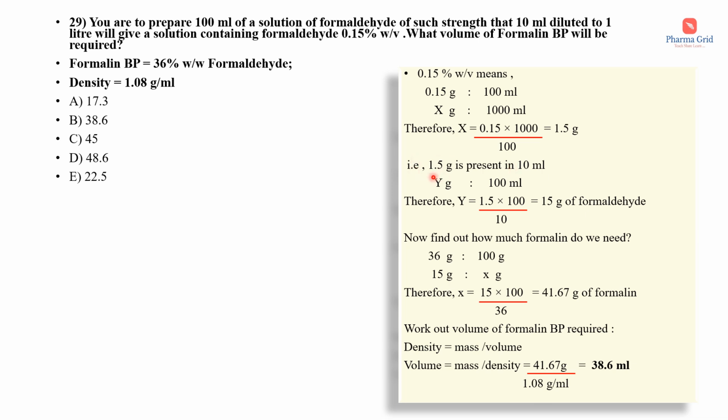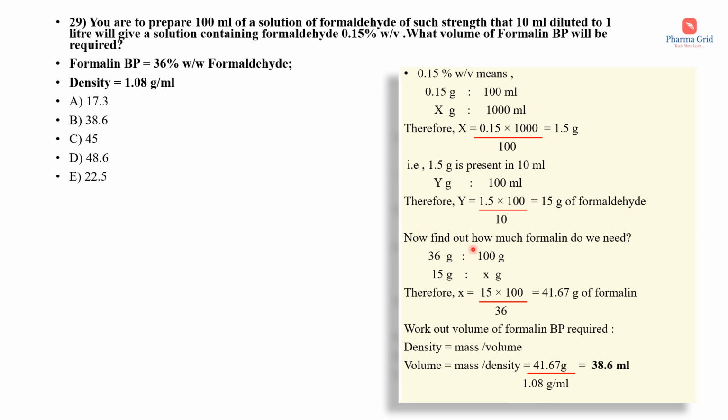So the 1.5 gram is present in 10 ml and let it be y gram present in 100 ml, because we need to prepare 100 ml of solution of formaldehyde. Therefore, y is equal to 1.5 into 100 divided by 10, that is equal to 15 gram of formaldehyde. So we got the amount of formaldehyde present in 100 ml. So 15 gram of formaldehyde is present in 100 ml.